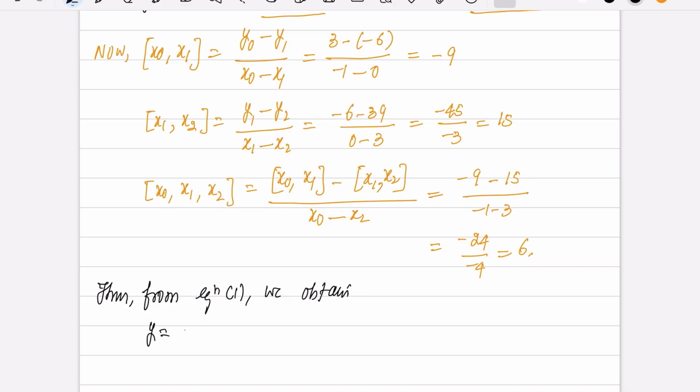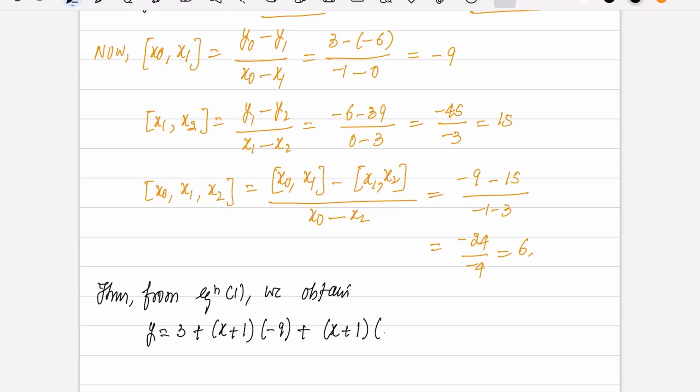y is equal to y0. Let's not write the full equation, we will just substitute the values. y0 is equal to 3, plus x minus x0. So x minus x0 is equal to x plus 1, into [x, x0], which was computed to be equal to minus 9. Then plus x minus x0, that is equal to x plus 1.